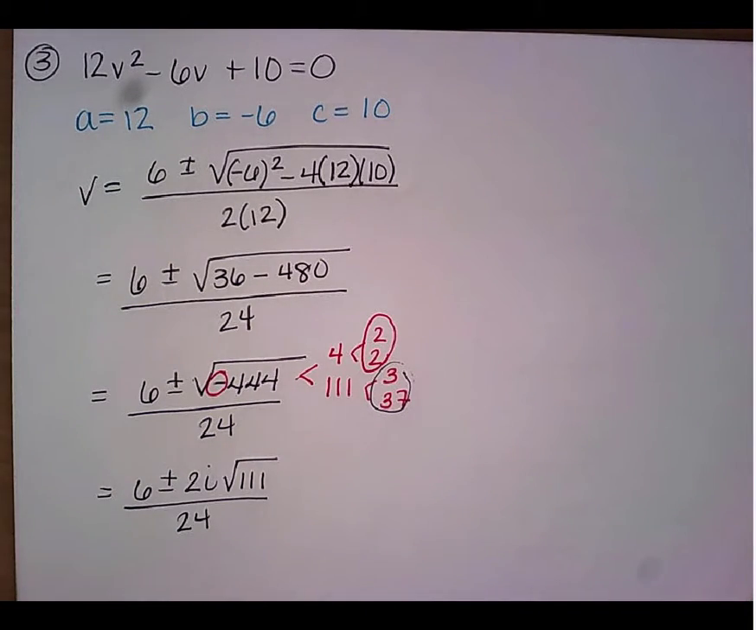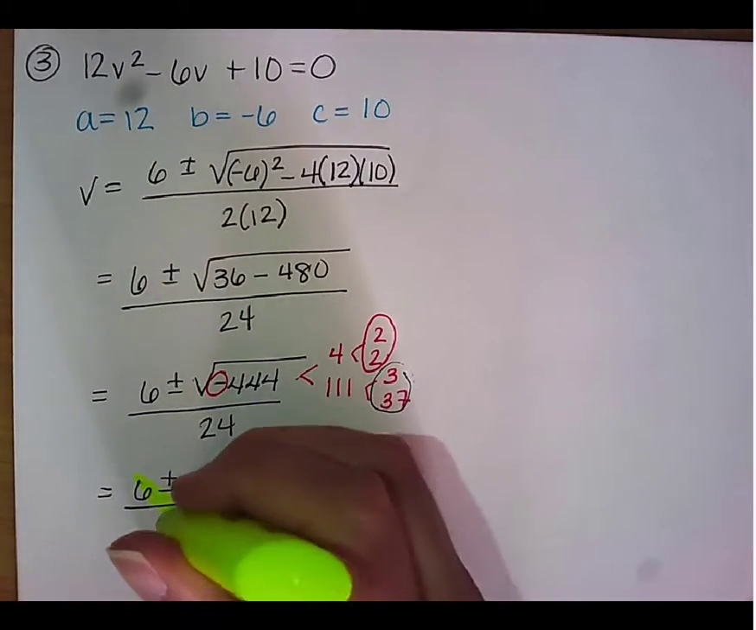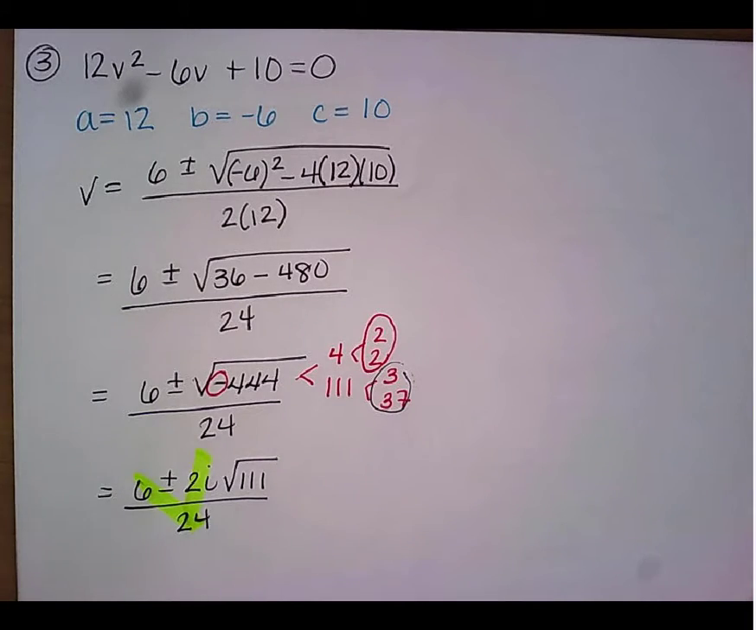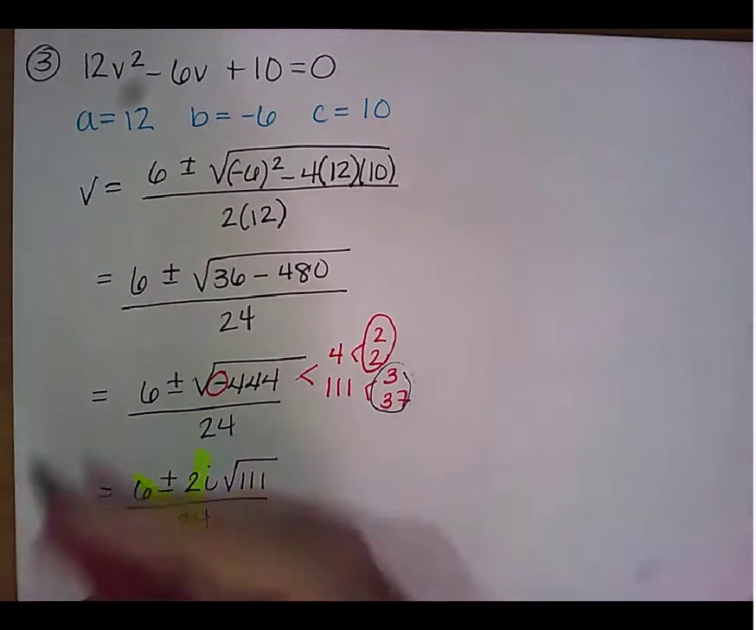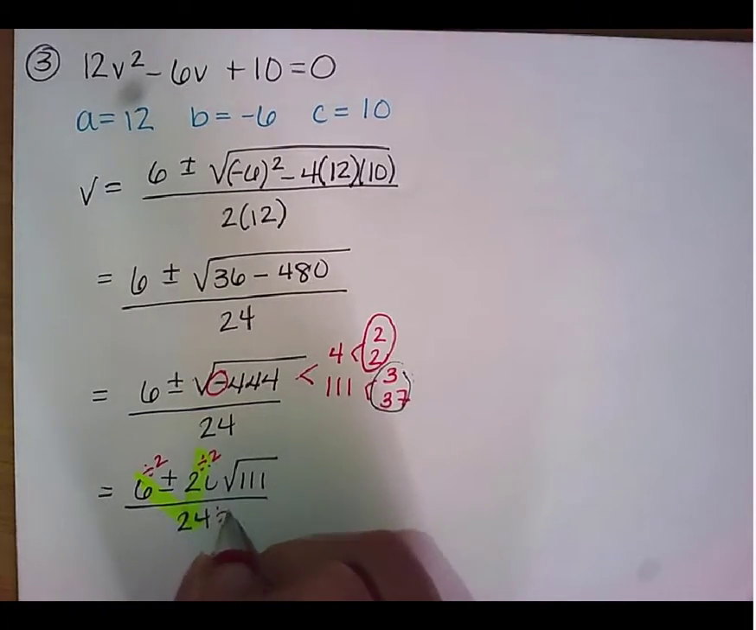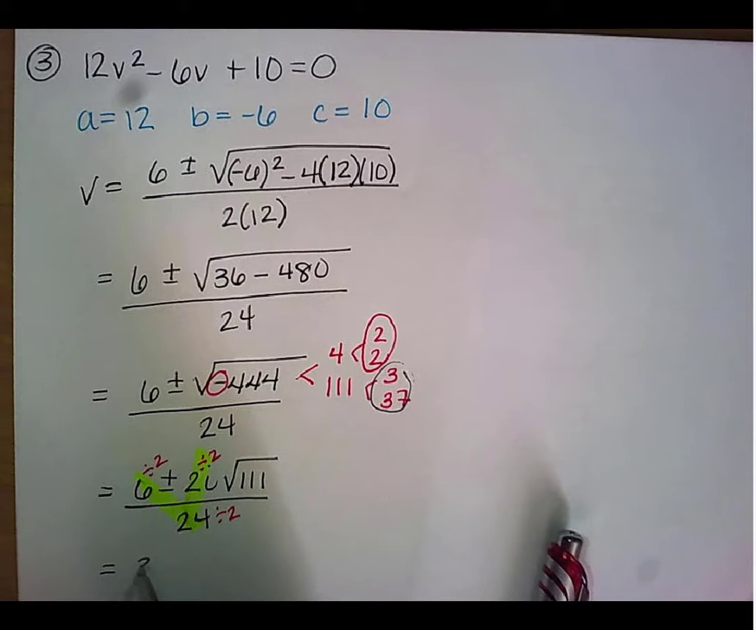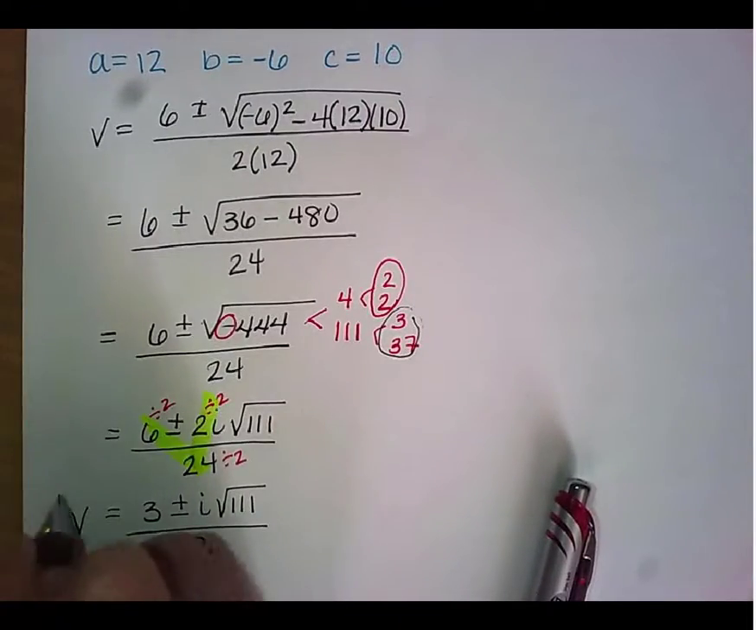And then just one more thing, if we notice, look at all our numbers in front. Here we've got 6, 24, and 2, and they are all divisible by 2. So we want to go ahead and divide out a 2 out of each one of these numbers. So that's going to give us 3 plus or minus i square root of 111 divided by 12, and that is going to be what our v is going to equal right there.